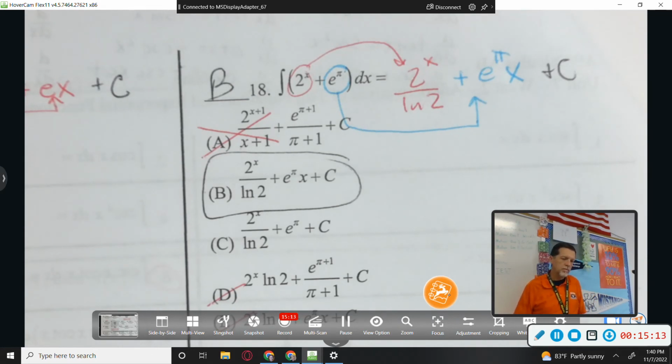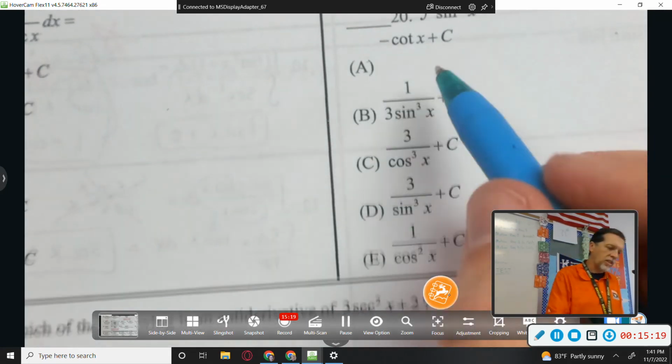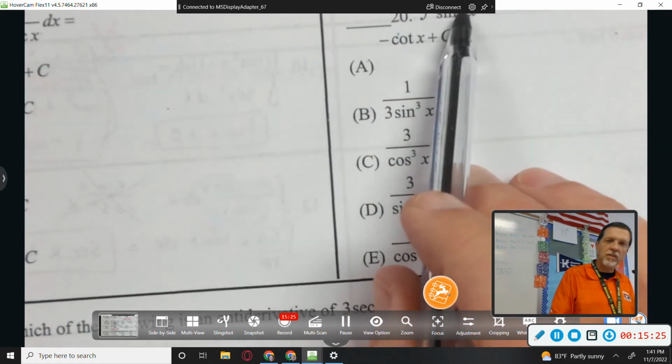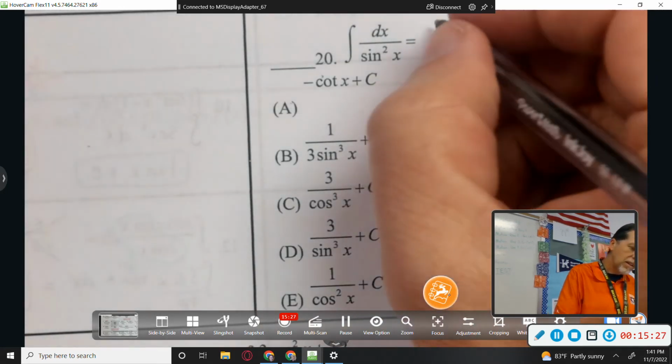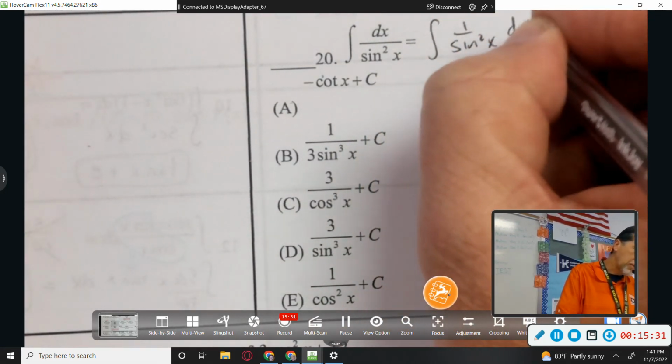Please tell me 20 was just a formatting mistake. Well, yeah, that negative cotangent should not be up there. Not in the problem where the dx is on top. No, that's the same as if the dx is at the end. Oh, okay. Right, that's the same as 1 over sine squared x times dx. That means the same thing.